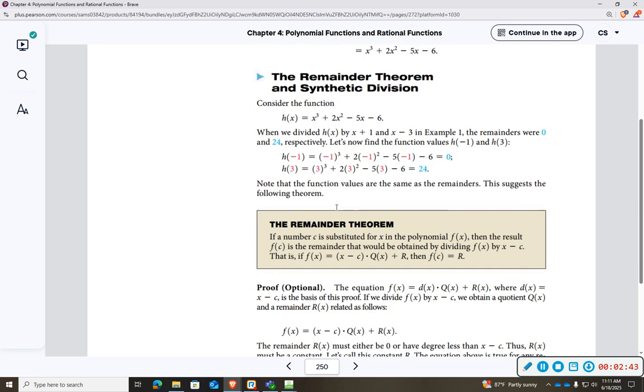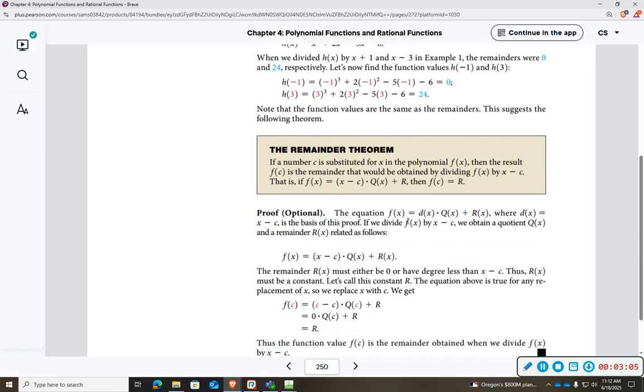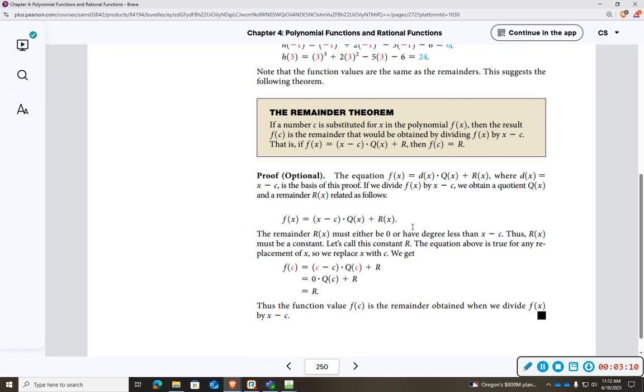Then we're going to look at the remainder theorem. If a number c is substituted in for x in a polynomial f of x, then the result, f of c, is the remainder that would be obtained by dividing f of x by x minus c. So this is the remainder theorem. Again, it's kind of hard to understand when reading, but I will show you exactly what that means. I think we also did this in the previous section when I was working those problems, whenever we plugged in a value, and then I did synthetic division to show you that that was equal to the same.